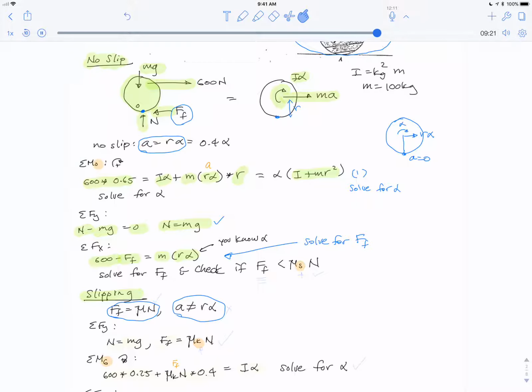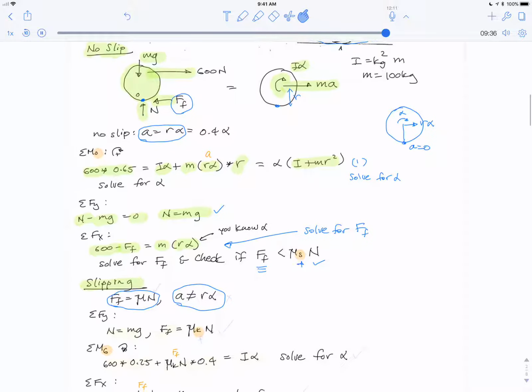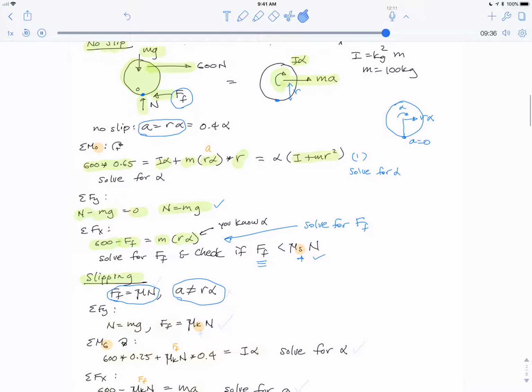Now, how do you check if this is not slipping? It's not slipping if this friction force, which you just solved for, is less than mu static times the normal force, which you know is mg. And if that's true, you're done. If it's not true, then it is slipping, and you have to continue to this next solution. So if it's slipping, we now know that the friction force is mu n, but we don't know the relationship between alpha and a.